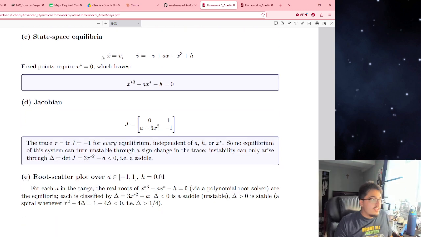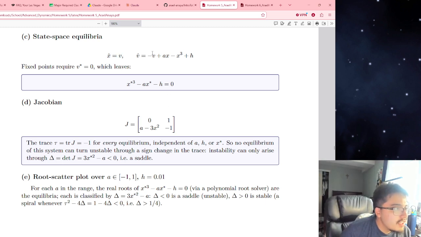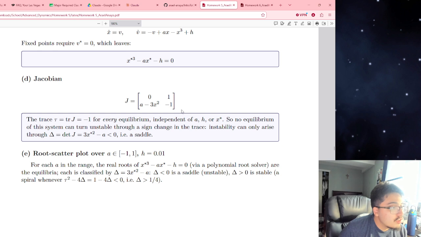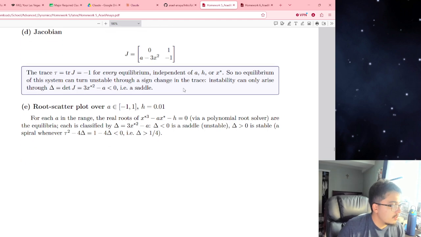Then we need to take the Jacobian of this second degree system. There is no x here, so this is a 0, there's just a v, this is a 1. Then the derivative of this with respect to x is going to be a minus 3x squared. And then with respect to v, it's just going to be that negative 1. So from the Jacobian, we can first see that our trace is negative, which means that the only instability we could have would have to come from a saddle point, which would imply our determinant in this case, just 3x squared minus a, would be less than 0. That's the only instability, because since the trace is negative, any other point will be stable.